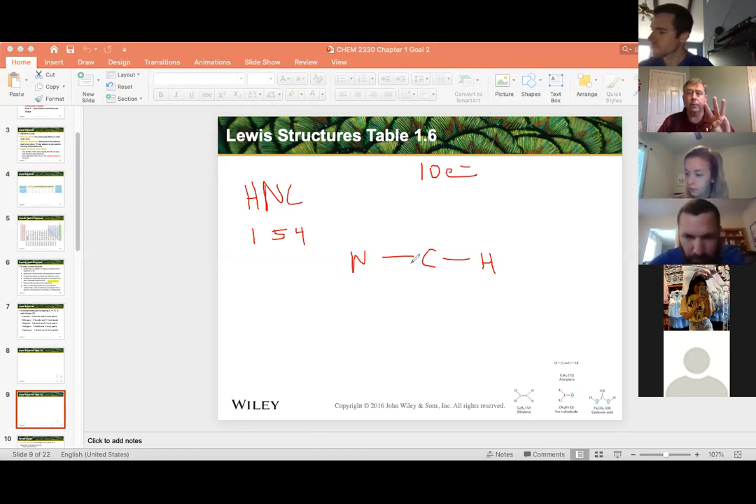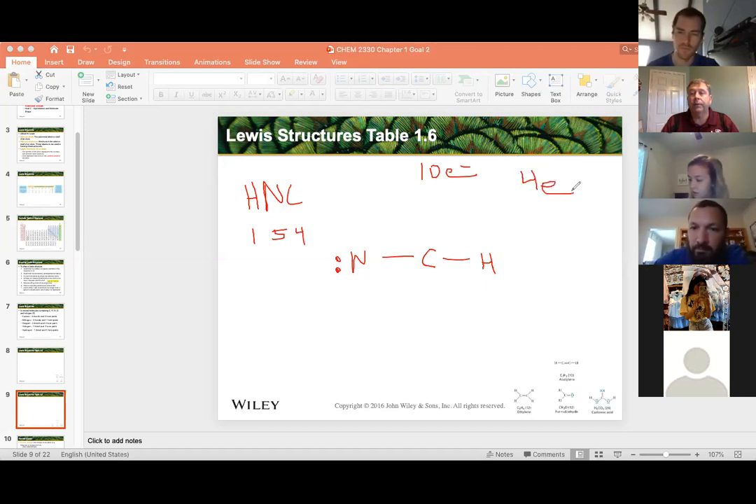Nitrogen usually bonds 3 times and has a lone pair. So I'm going to put a lone pair here just to see where we're going with this. Okay. So that's the basic connectivity, and we've added all the lone pairs we need. So let's count how many electrons we have. 1, 2, 3, 4, 5, 6. So we've used up 6. That means we have 4 electrons left, okay? Not only do we have 4 electrons left, we also have 2 bonds left for carbon and 2 bonds left for nitrogen.